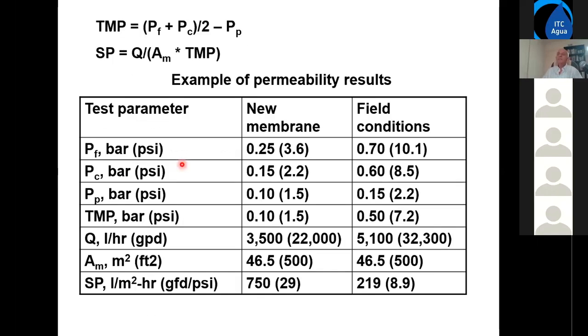There is a big difference between the operation during testing and during field conditions, to the extent that the new membrane flux is practically irrelevant, because the moment it starts operating, it fouls almost immediately and the flux goes down by more than three times. So we just want a membrane of good permeability to operate well at low pressure and low temperature, but it's not so relevant.